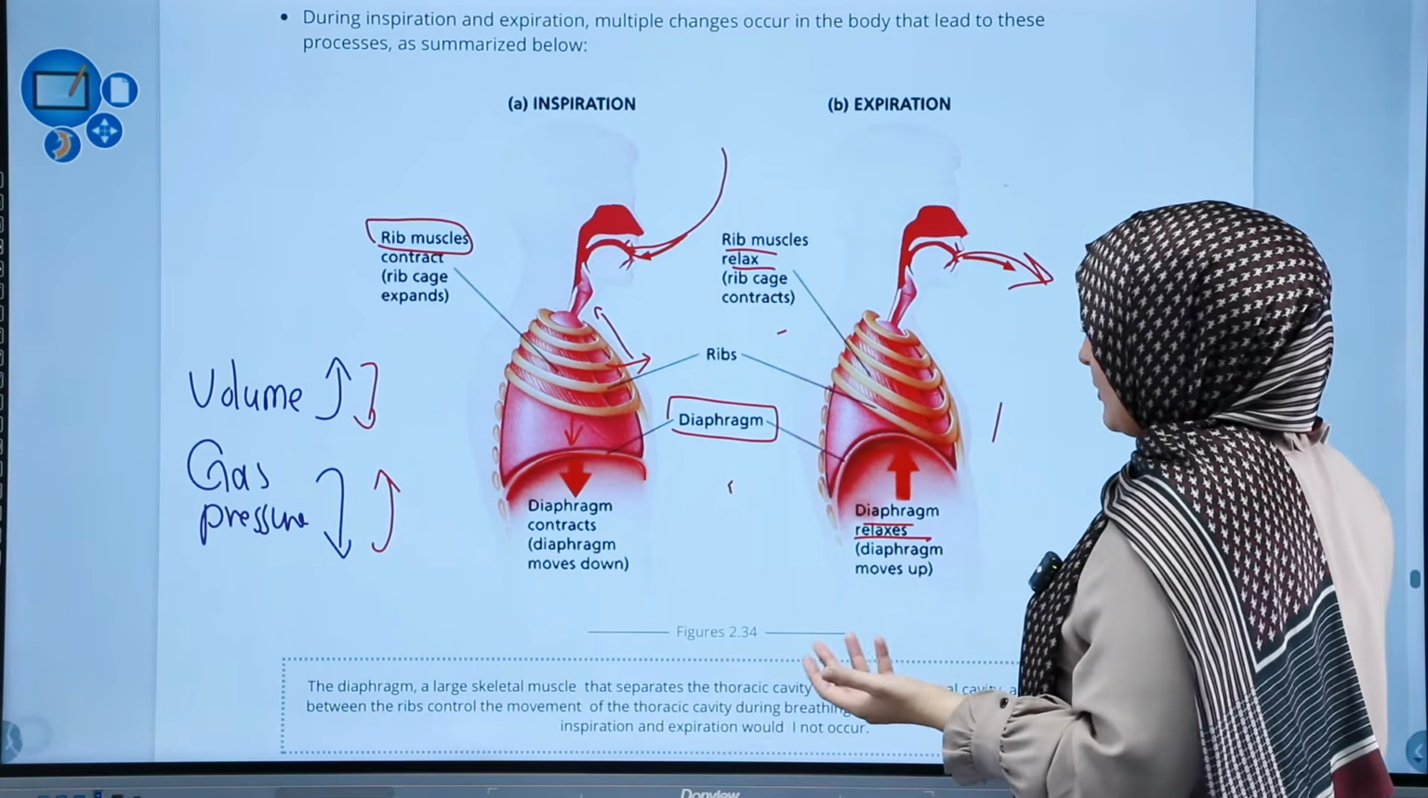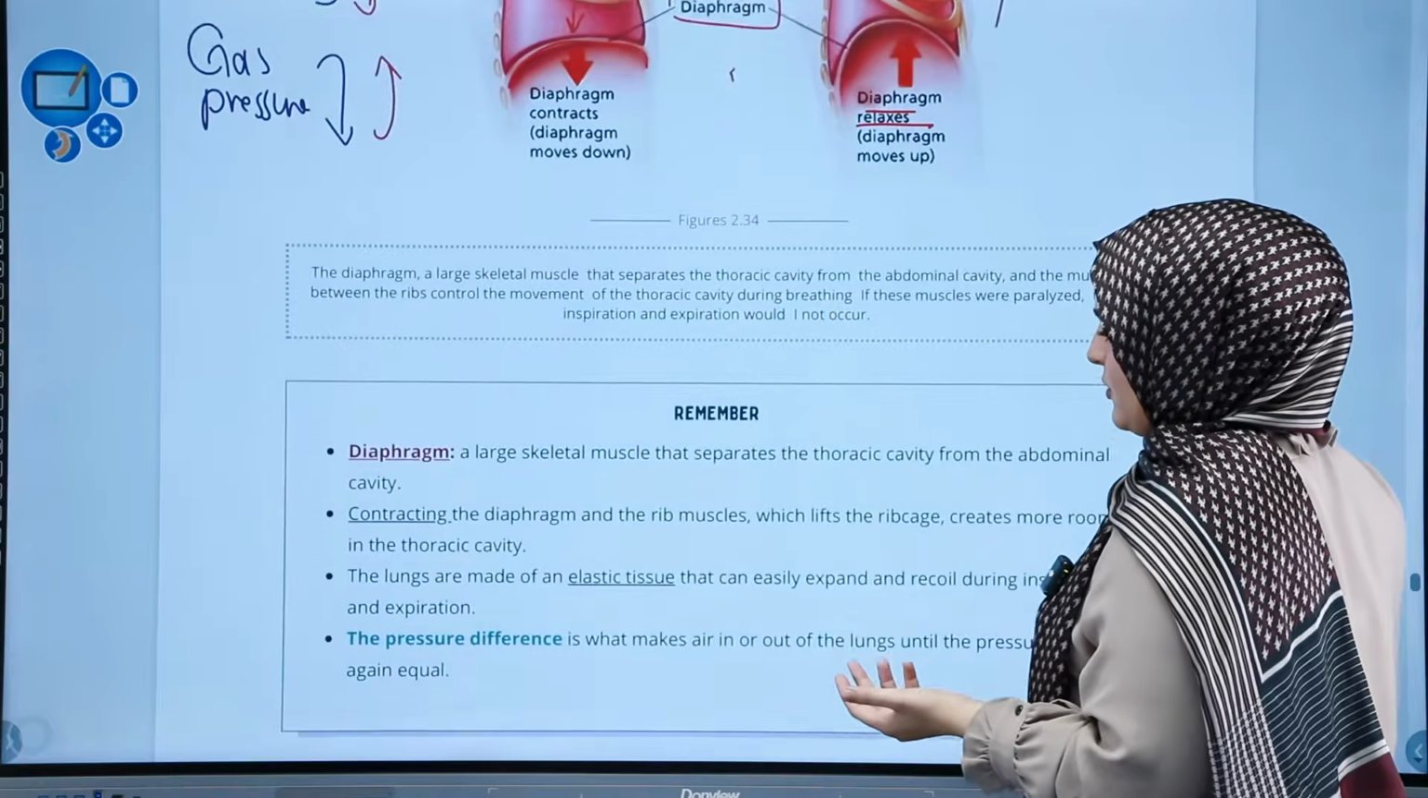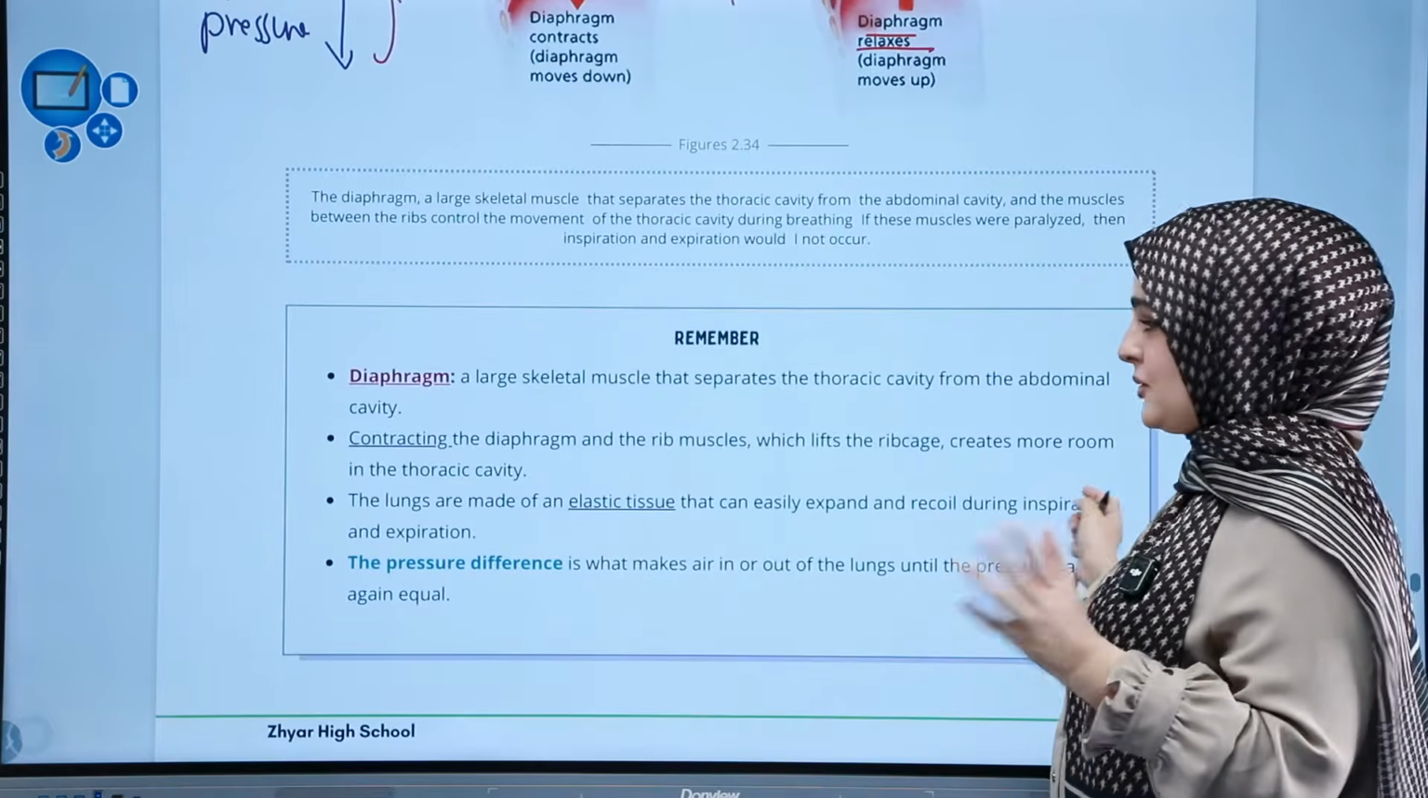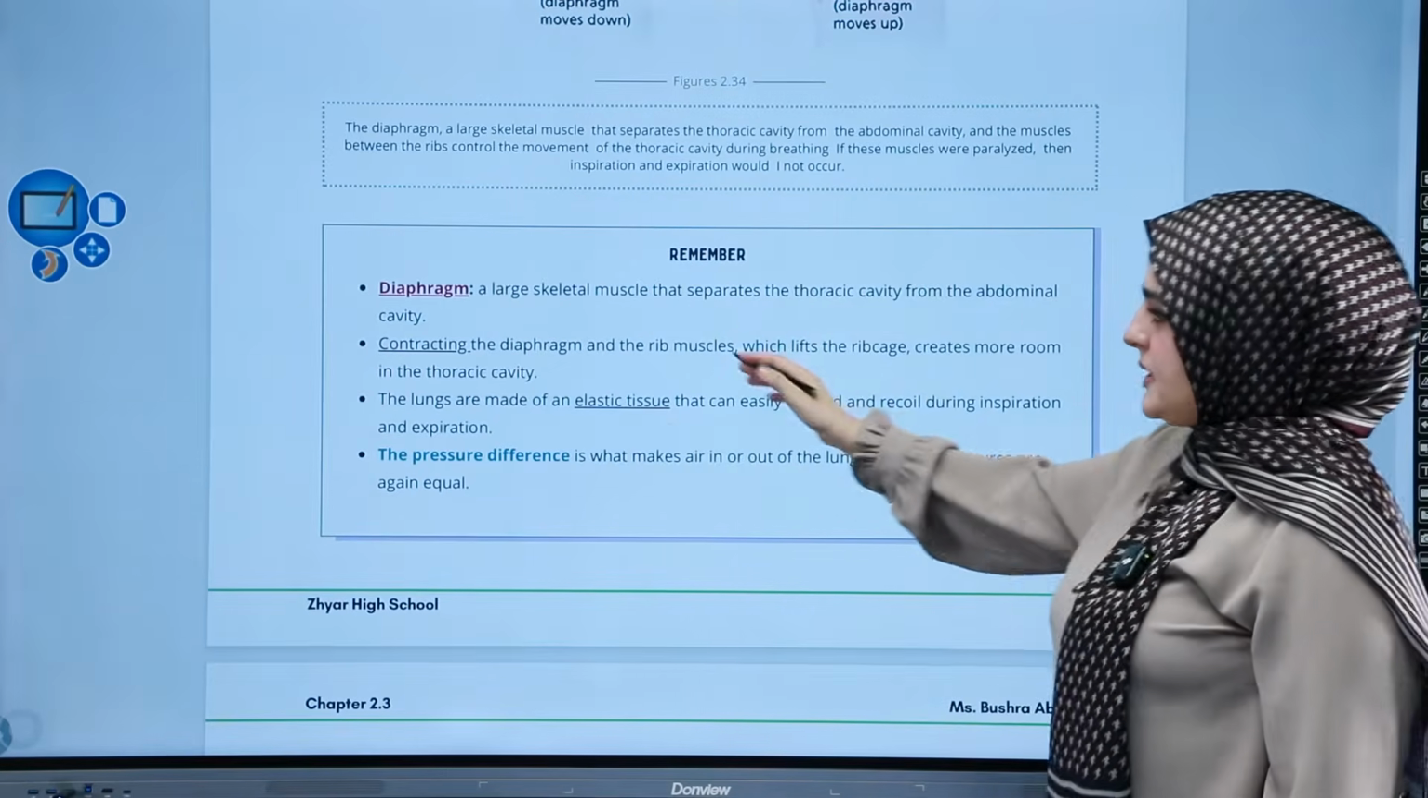But Miss, how do you remember all this? Of course you will remember it, because I put it into a table. So there are some details here.